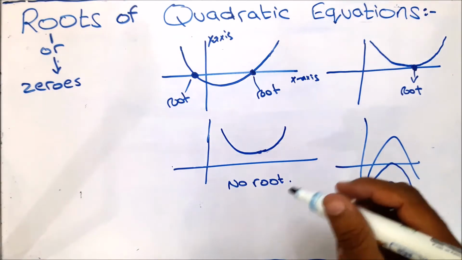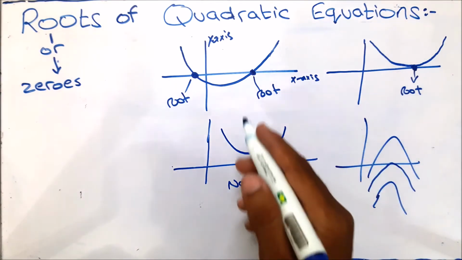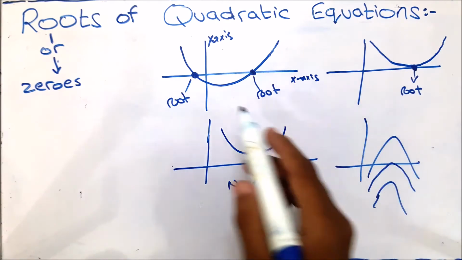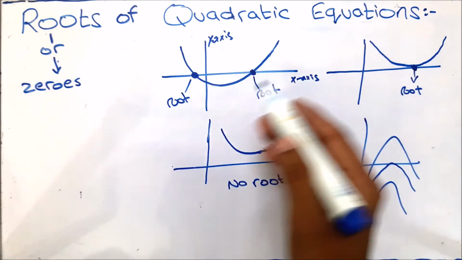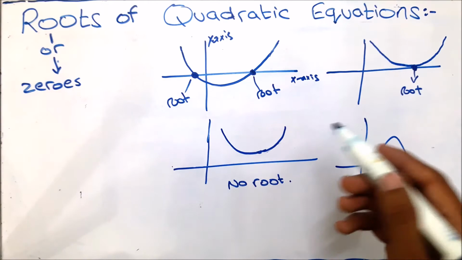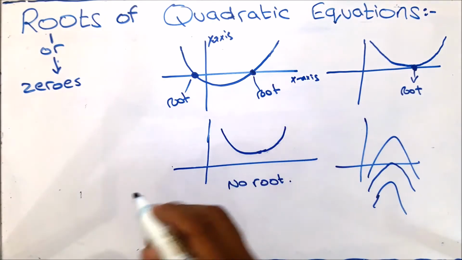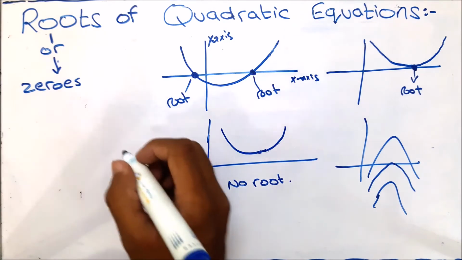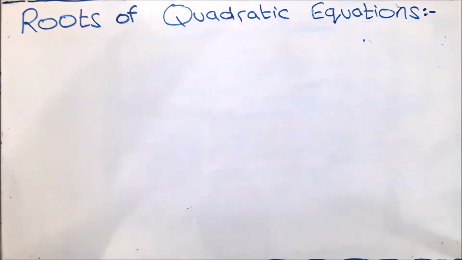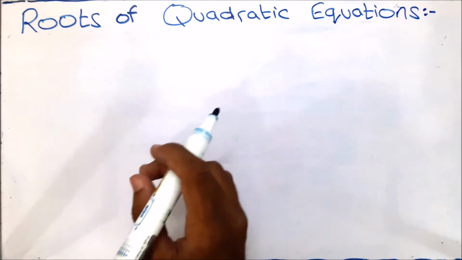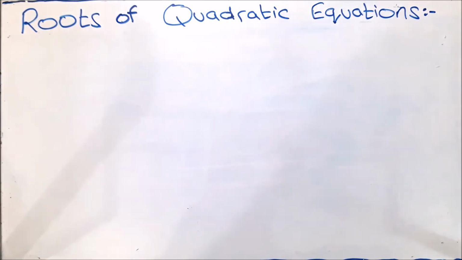Okay, so let's move on. How do we know how many roots a quadratic equation has? We don't always have to graph it. We don't need to graph a quadratic equation all the time to know how many roots it has or what it looks like. We can just manipulate its equation and find it out. To know how many roots a quadratic equation has, we need to know about the discriminant.